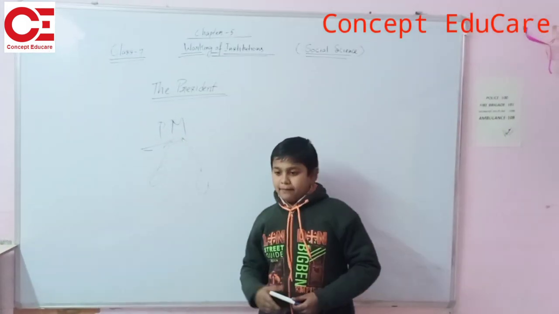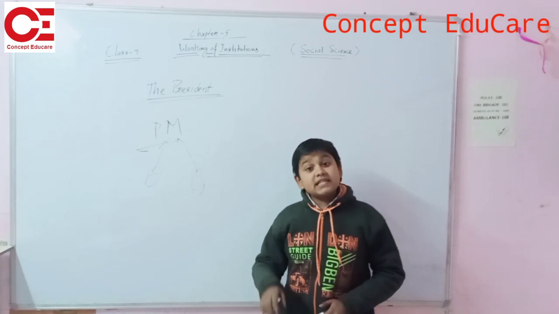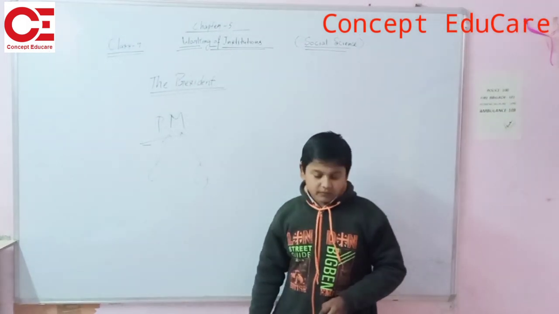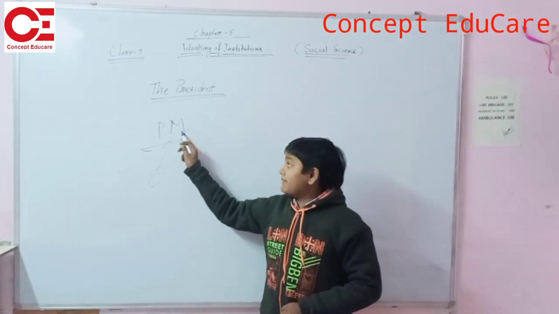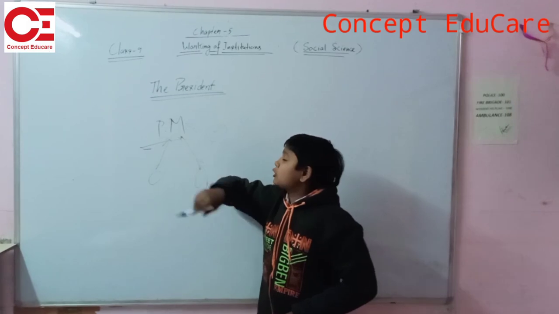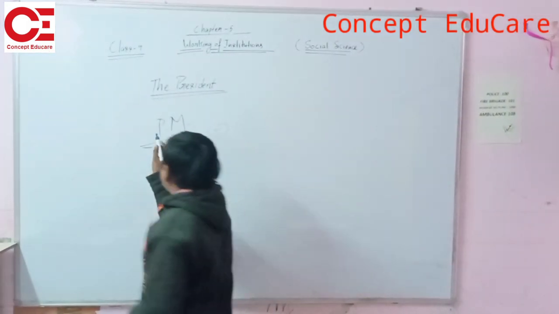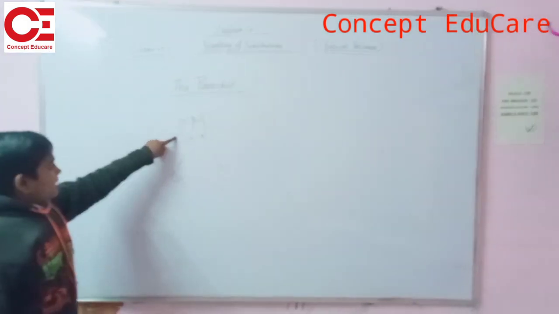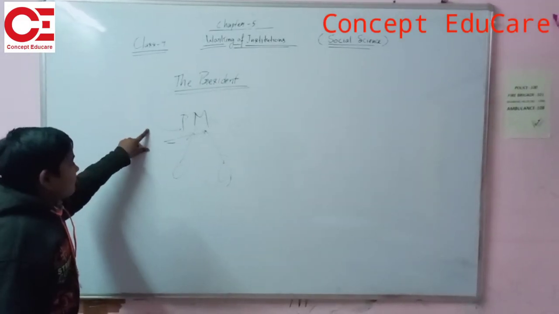The PM is the functional head, meaning he represents our country to the whole world. He makes the cabinet; he chooses the cabinet. He can advise the president to remove a Supreme Court judge. And he has many powers.